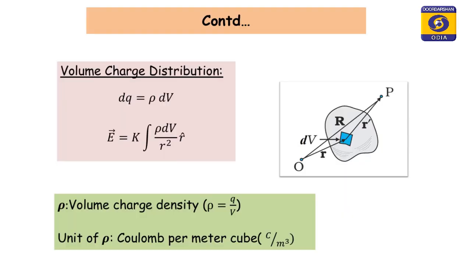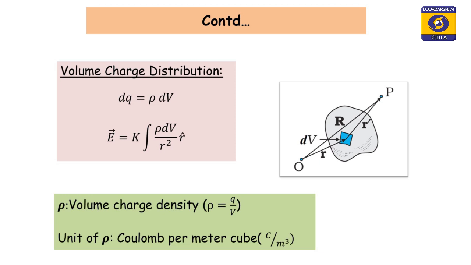And next one is volume charge distribution. Similarly, when we take a small volume dV, the small charge dq is equal to rho into dV. So, total electric field is equal to K integration of rho dV upon r square into r cap, where rho is volume charge density, and rho is equal to q upon V, that is charge per unit volume. What is its unit? Coulomb per meter cube. So, charge per unit volume.